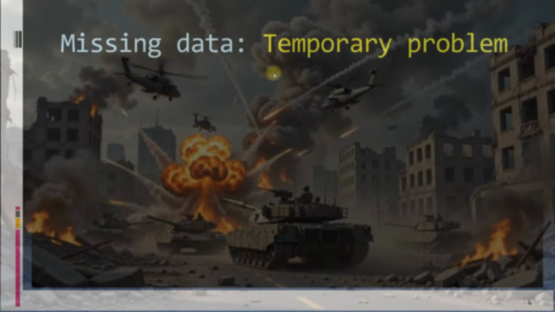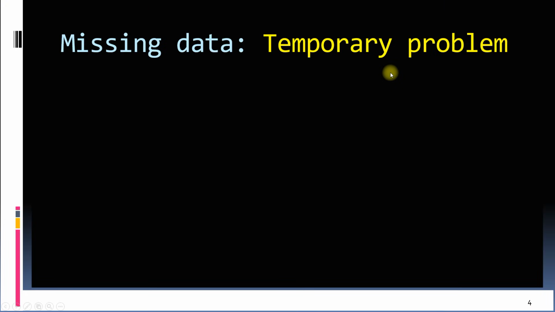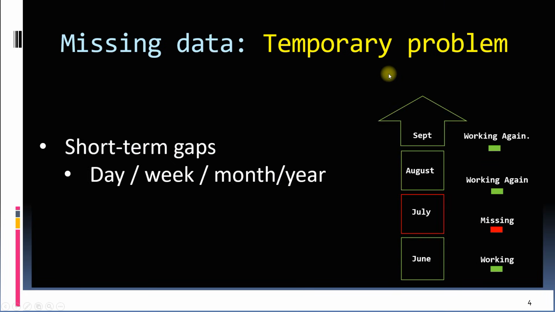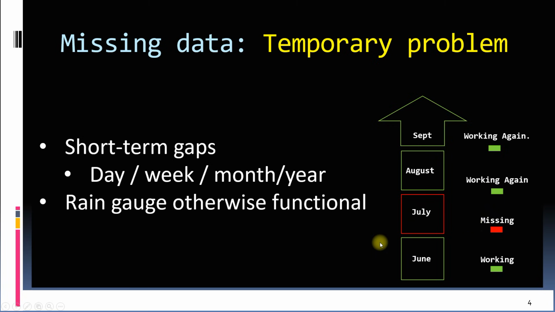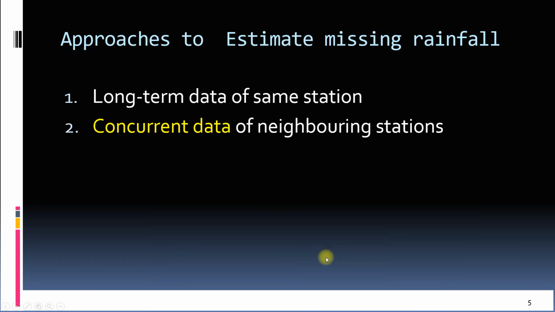So, the key point is that it is a temporary problem. Data is missing for short period, for example for a week or a month or a year. As you can see here, data is missing for July month only. Otherwise, rain gauge is functional and accessible for all other times. So when this happens, it becomes necessary to estimate the missing data to maintain a continuous, complete, and reliable hydrological record. There are two major techniques to estimate missing rainfall data.